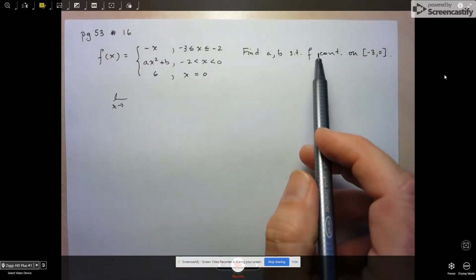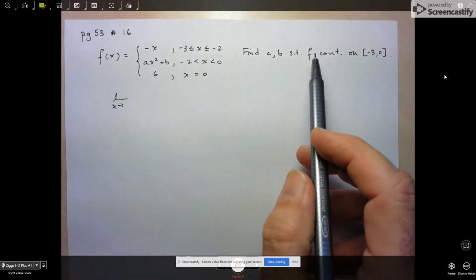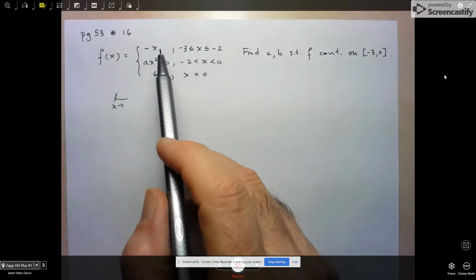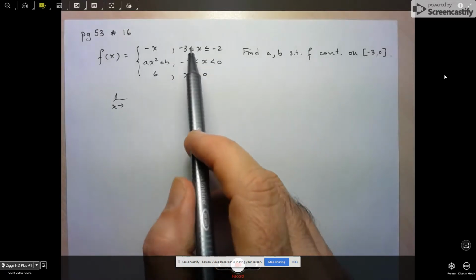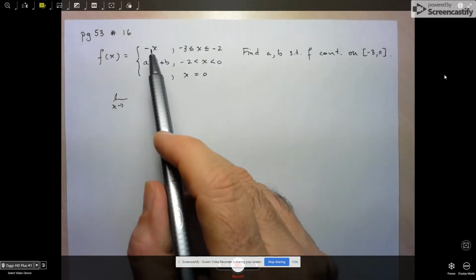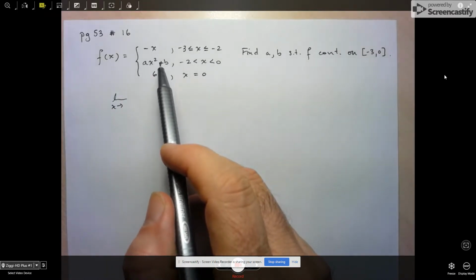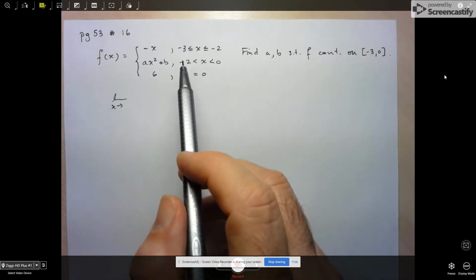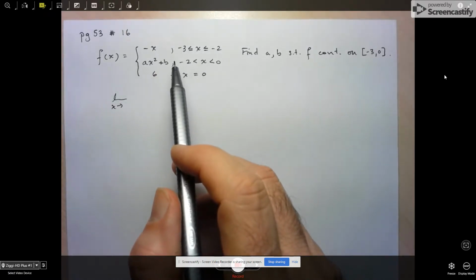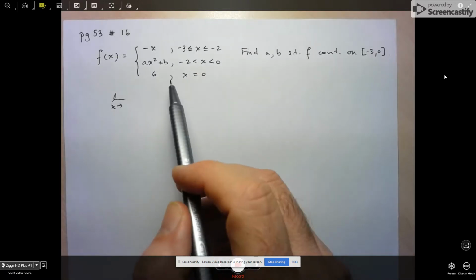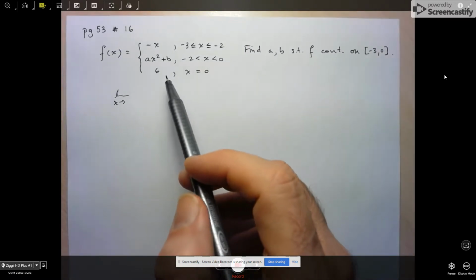In order to be continuous, the limit has to exist at every point, and the limit has to be equal to the function value. Now, if we look at x, that's just a polynomial function. So on its domain, there's no issues. Here, this is a quadratic, no issues with continuity. The only place where we're going to have an issue is where the function changes definition, which is going to be at -2 and at 0. So these are the only 2 points we need to look at.